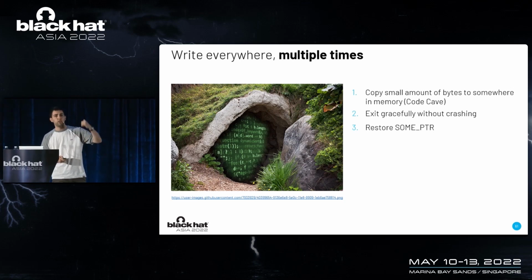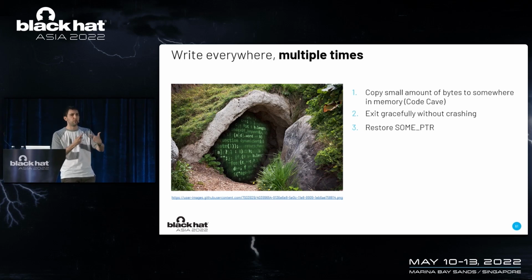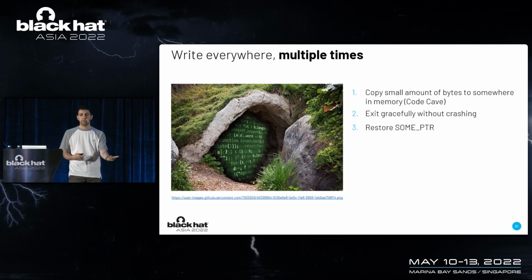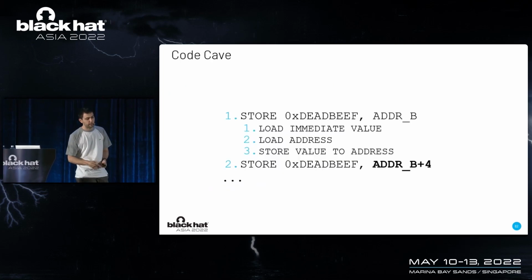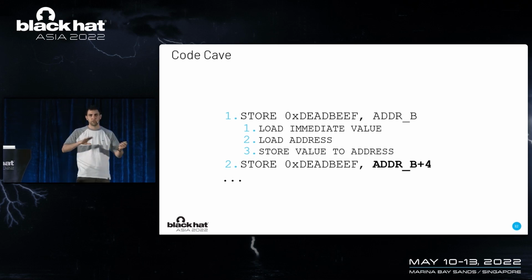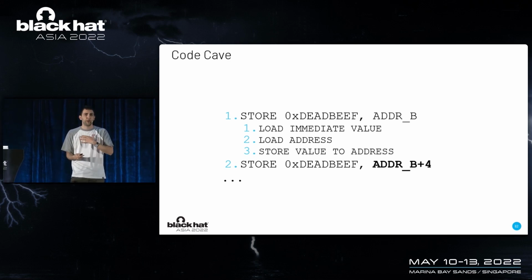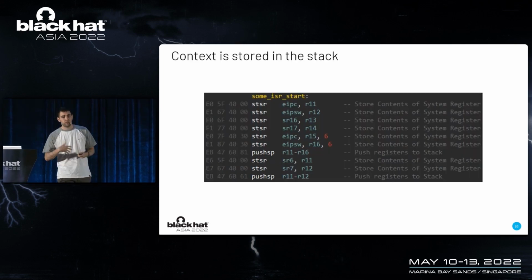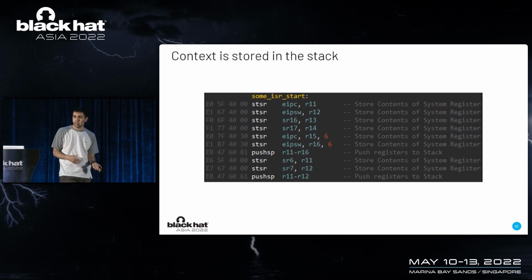And we have to restore the original pointers so that we are able to use the vulnerability over and over again and repeat the process in order to upload the entire code. So loading the code to the code cave is not really an issue. You just load some immediate values and store them in an address that you pre-configure, because you are writing the shellcode. Exiting from the interrupt is just the same as starting the interrupt.